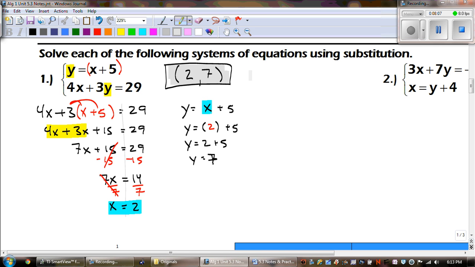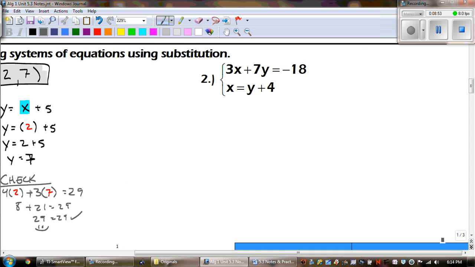Okay, and if you don't believe it, check it. Pick one of these. I'm going to use the second equation this time. So here's my check. We have 4x plus 3y equals 29, and we're plugging in x was 2 and y was 7. 4 times 2 is 8, plus 3 times 7, which is 21. And 8 plus 21 is 29. So 29 equals 29. Yay, it works. So there we go.